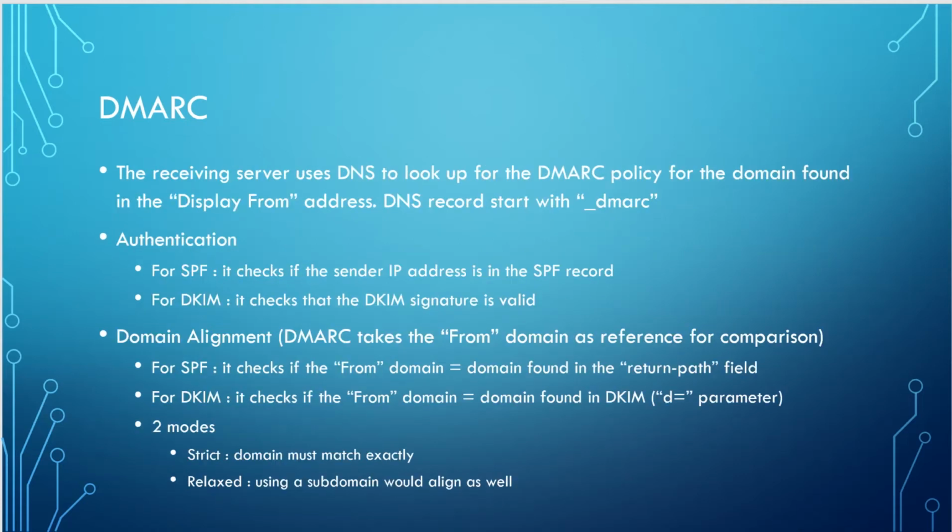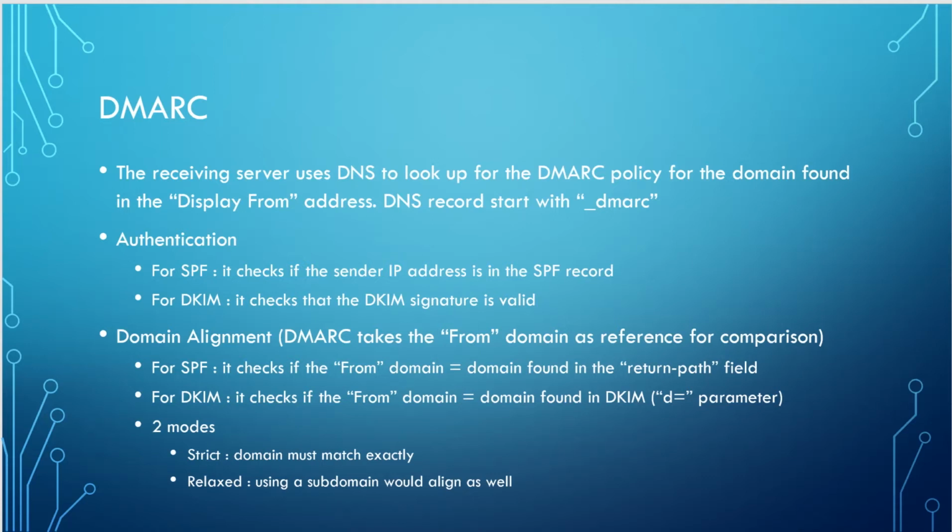When the server receives the email, it's going to use the DNS to look up the DMARC policy for the domain found in the display from address. The DNS record has to start with _DMARC. DMARC is going to do two things: check the authentication and the domain alignment. For SPF authentication, it just checks that the sender IP address is in the SPF record. For DKIM, it checks that the DKIM signature is valid.